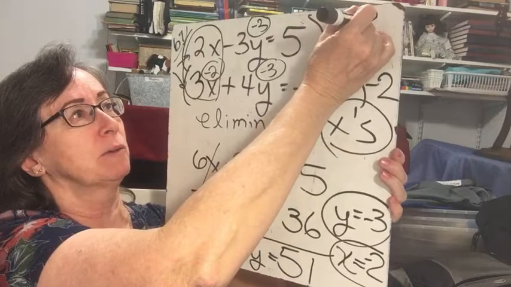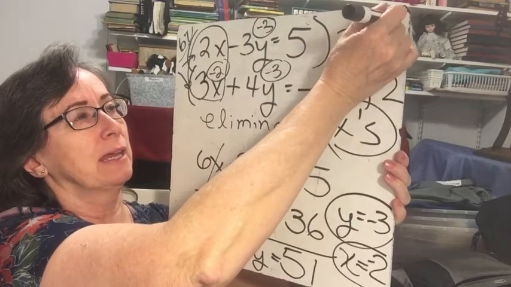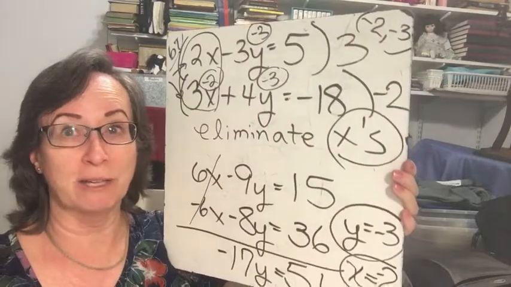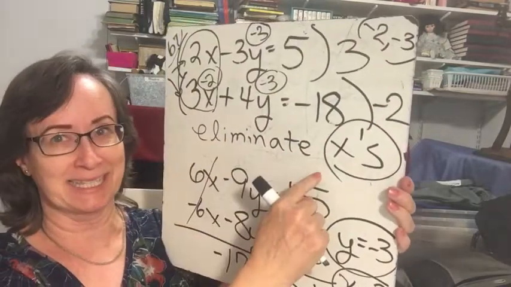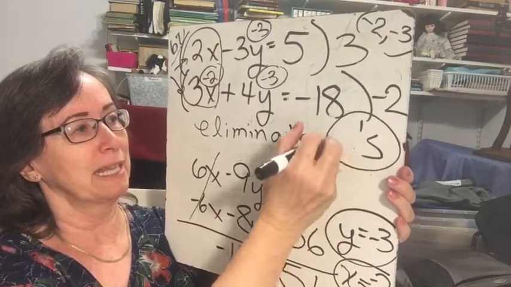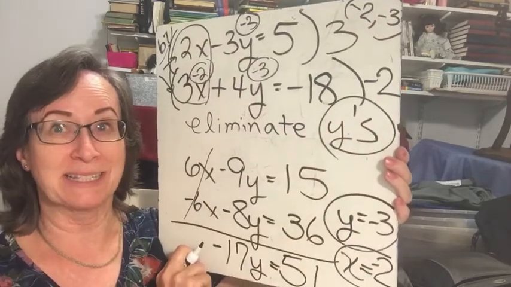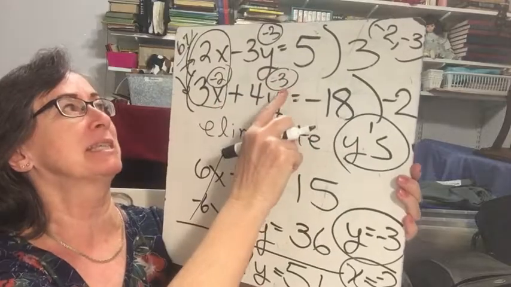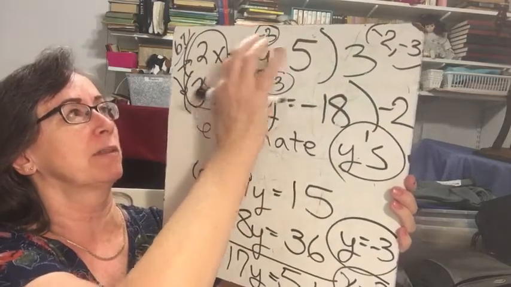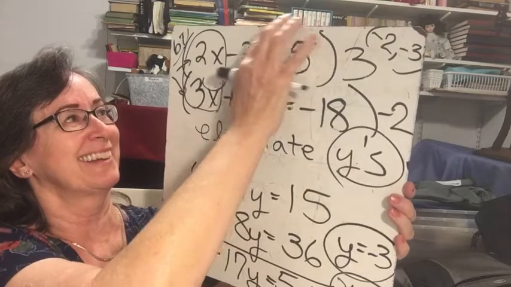So let's just write this up here. Negative 2, negative 3. Now, we solved it once by eliminating the x's. Now, we're going to eliminate the y's. We're going to take the exact same system of equations. We're going to take these out because starting with those there, that would be cheating.